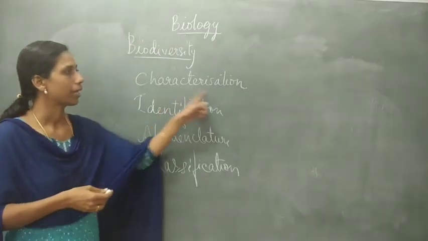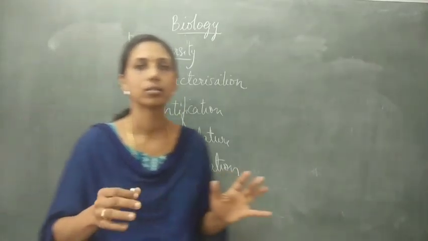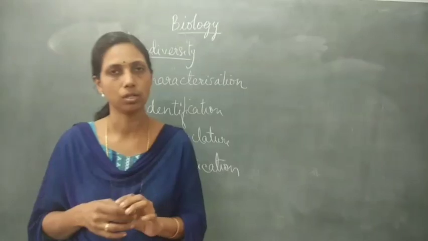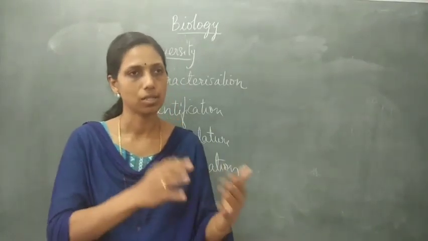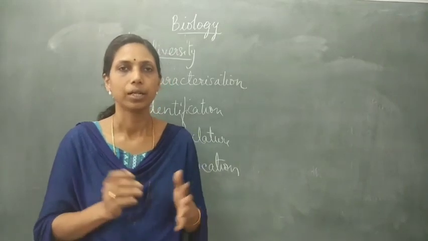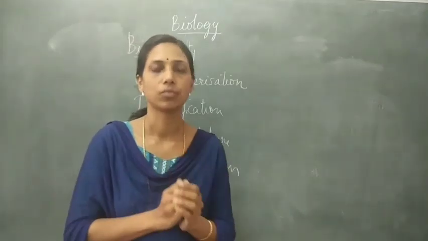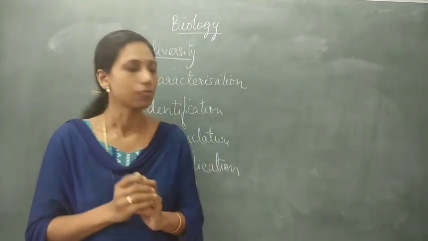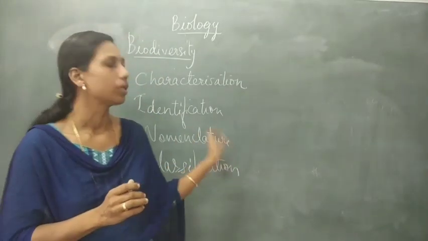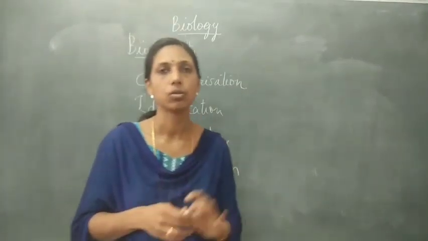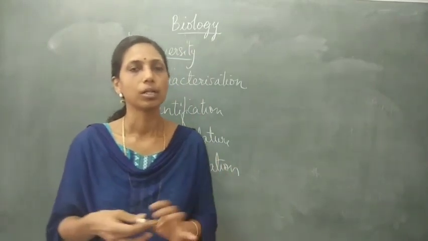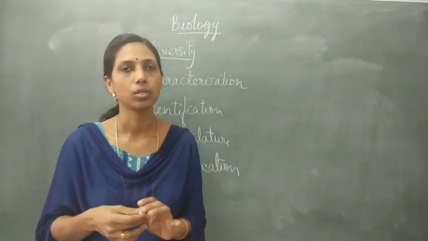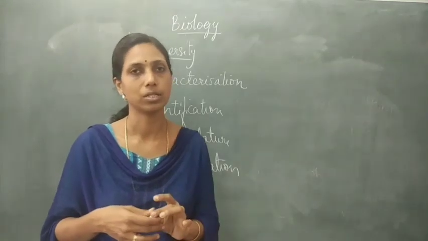So first, characterization: studying the characteristic features of that particular organism. After that, identification, that it is such and such an organism, with such and such features. Then nomenclature comes, giving names to the organism. The nomenclature followed nowadays is called the binomial nomenclature.